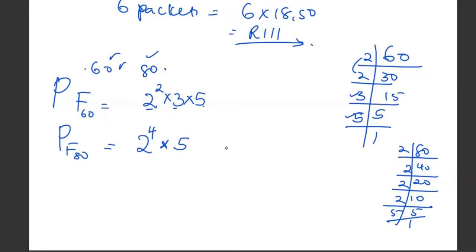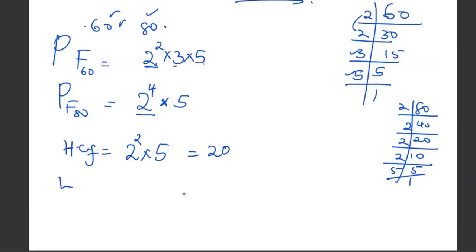Good. So if we are looking for the HCF, we look for what is common between the two. But we have a 2 to the 4 and a 2 to the 2, meaning that we take out the one with the smallest exponent, which is 2 squared. We also see that there's a 5 and there's a 5, so we just multiply it once. So 2 squared times 5 gives us 20.